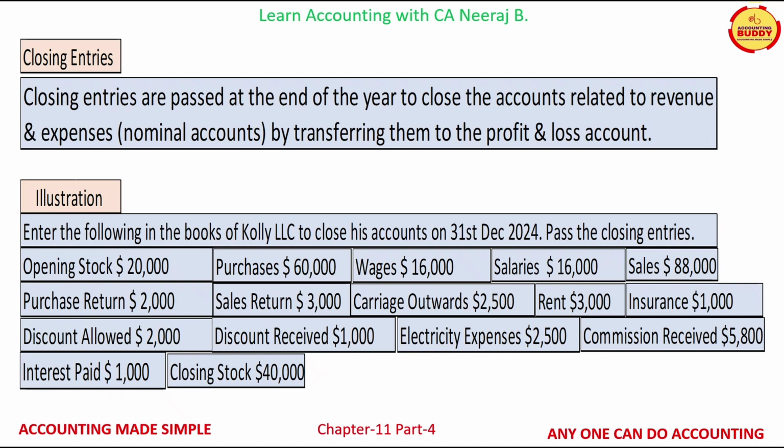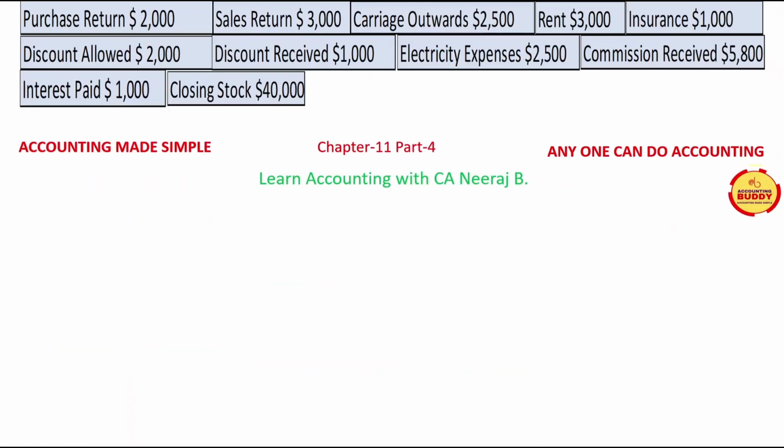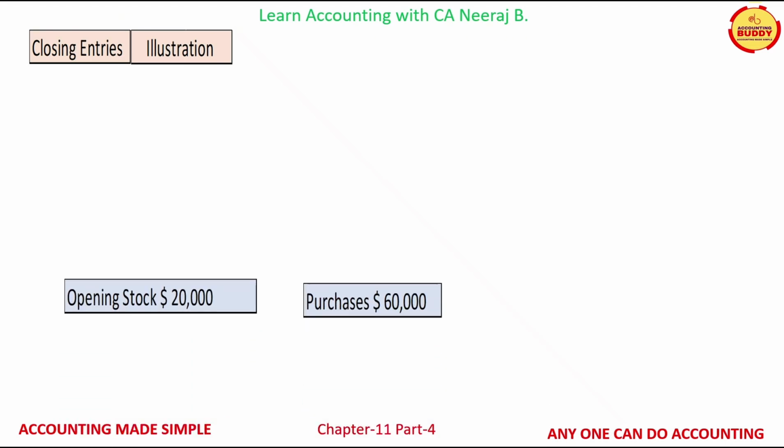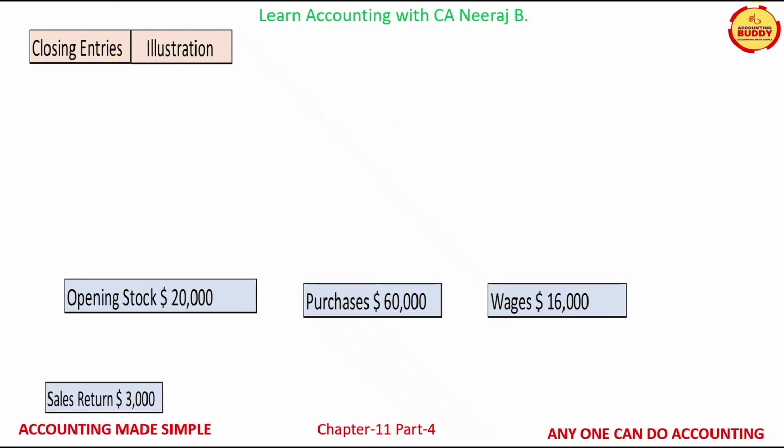From the above information, we will identify the nominal accounts and pass the closing entry in the next slide. Basis information given in the previous slide, let us first find out the nominal accounts which will be transferred to trading account of the business to determine the gross profit of the business. In our illustration, these expense nominal accounts are opening stock $20,000, purchases $60,000, wages $16,000 and sales return $3,000.